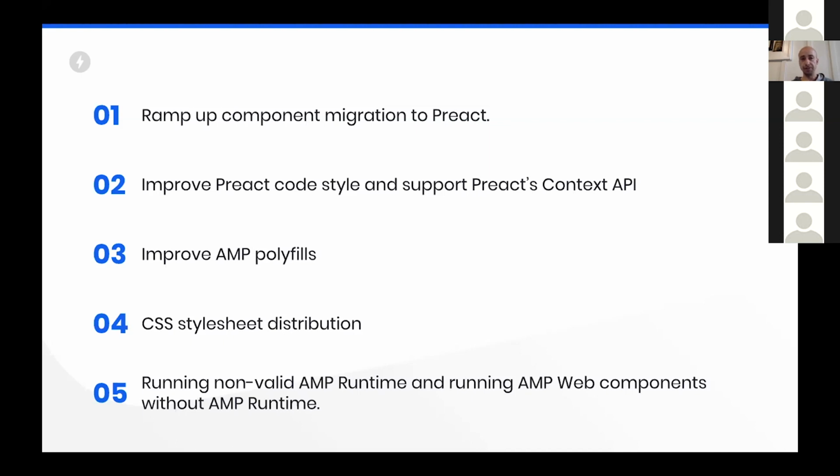Fourth, we still need to figure out how to distribute CSS style sheets. That's been a bit of a head scratcher. Apparently, there is not a clear, fully consistent way to distribute CSS to your components. It depends on so many different things, how webpacks are configured, how other packaging technologies are working, and so on. So this is still work in progress for us. And finally, we are looking into making web components run without the AMP runtime at all.